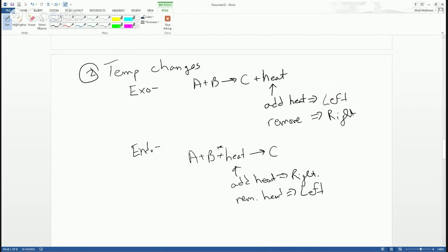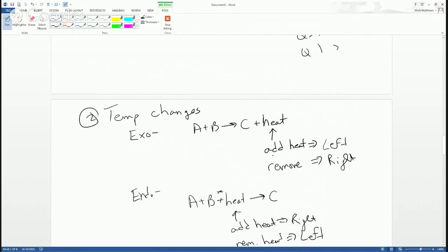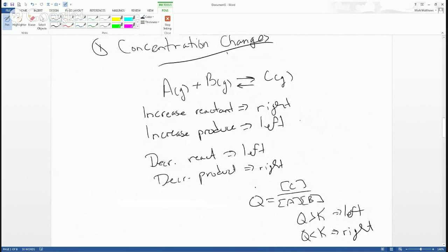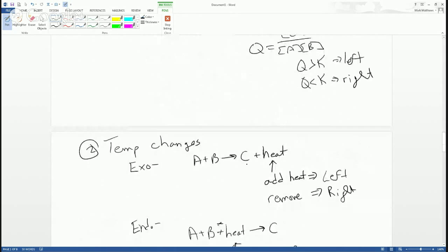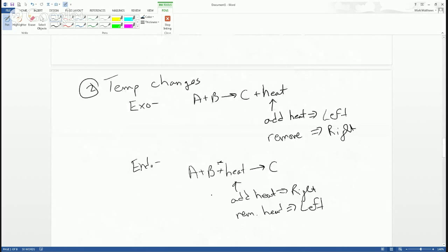So it's basically an extension of what we said a minute ago, but it's conditional. It depends on whether it's exothermic or endothermic. Exothermic or endothermic determines whether the heat's a product or reactant, essentially. So when heat's a product, adding or removing heat will be like adding or removing any other product. If it's a reactant, when it's endothermic, it's the same effect as removing or adding any other reactant.